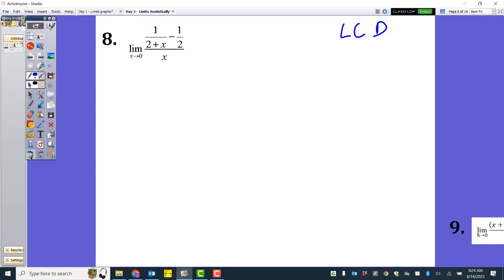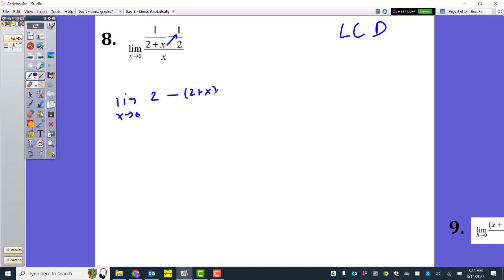Easiest way to get the least common denominator is to multiply this denominator by this numerator and this denominator by this numerator, and then multiply the denominators together. Okay, so let's look at what that would look like. Limit as x approaches 0. 2 times 1 gives us 2. Minus 2 plus x times 1 gives us 2 plus x. Divided by, and then we multiply these two together. 2 plus x times 2, 2 plus x.